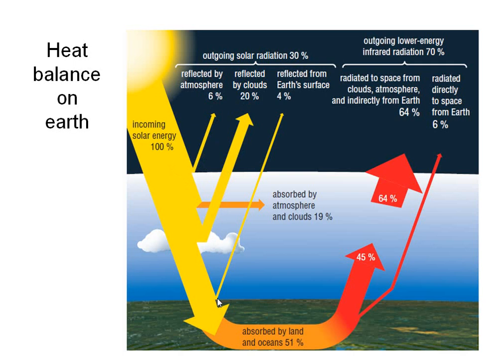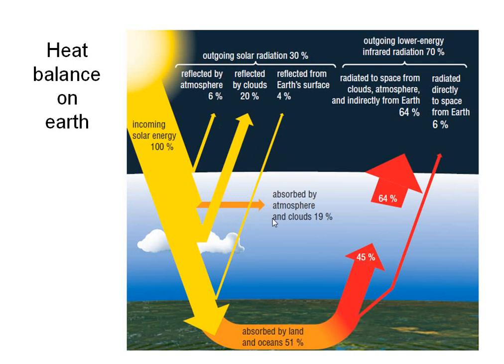And then about 4% is directly reflected by the ground and the ocean, okay, the surface of the ground and the surface of the ocean. So the surface of the earth, about 4%, right? So totally about 30% is directly reflected, right? Reflected. So not absorbed, right? So 30% is not absorbed.